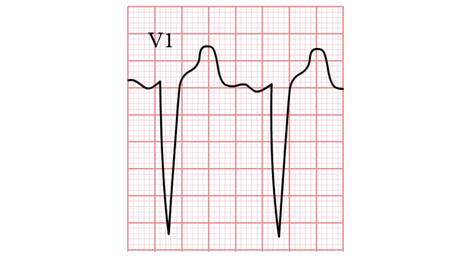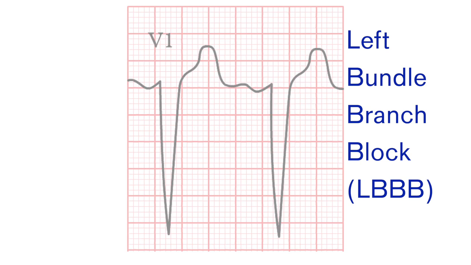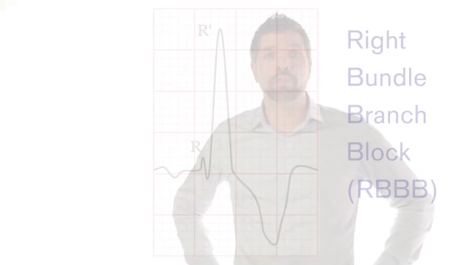In this example, we can see that from the J point, the slope is going down, so a left bundle branch block, just like you would do a left turn. In this example, we can see that from the J point, the slope is going straight up, so a right bundle branch block. The last part of the conduction section is the QT interval.